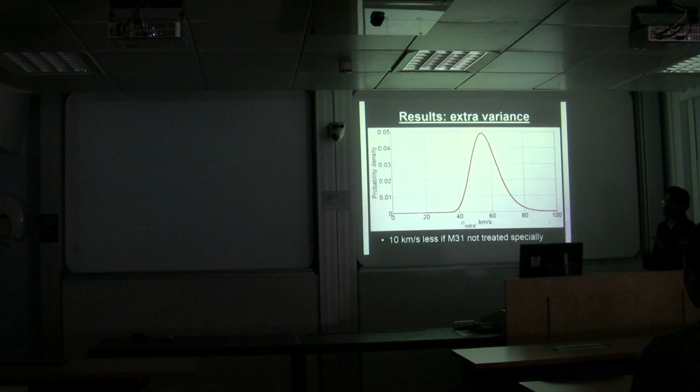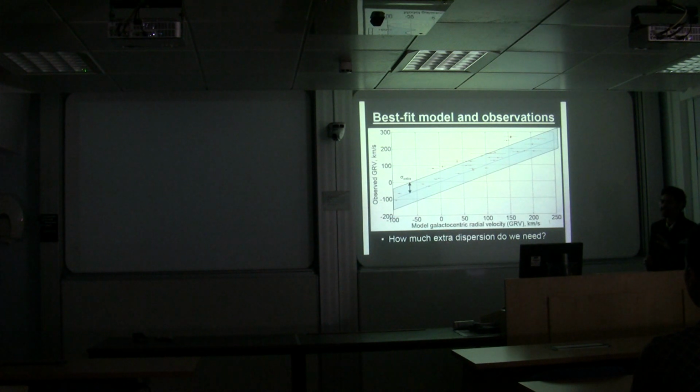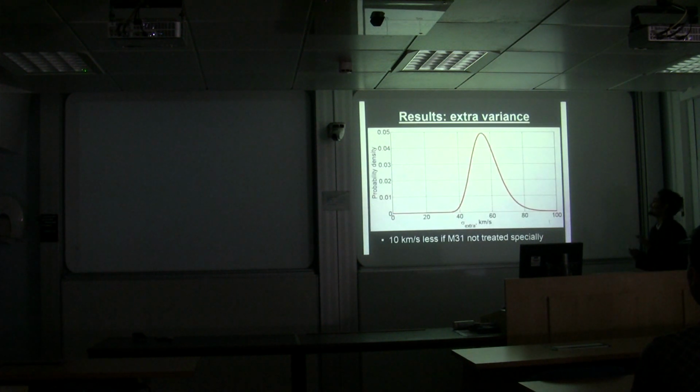But there's a bias there. Yeah, I'll come on to that. Okay. So if you just do the calculations there, you find it takes about 55 or so kilometers a second. If you treat Andromeda just like other galaxies, then it might be 45. So it's somewhere around that.